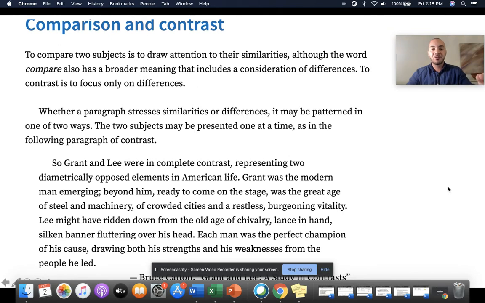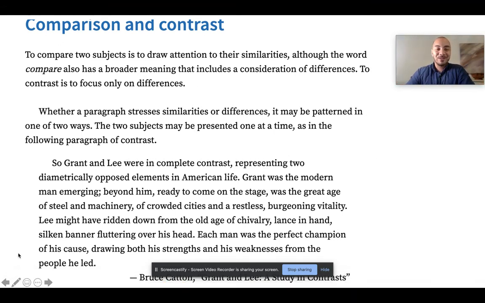We begin first with the qualities of Grant, then we get the qualities of Lee. And what we're really understanding is the main difference between these two figures is that Grant is a more modern man, and Lee is a man that seems to come from another era. Let's take a look at another example.